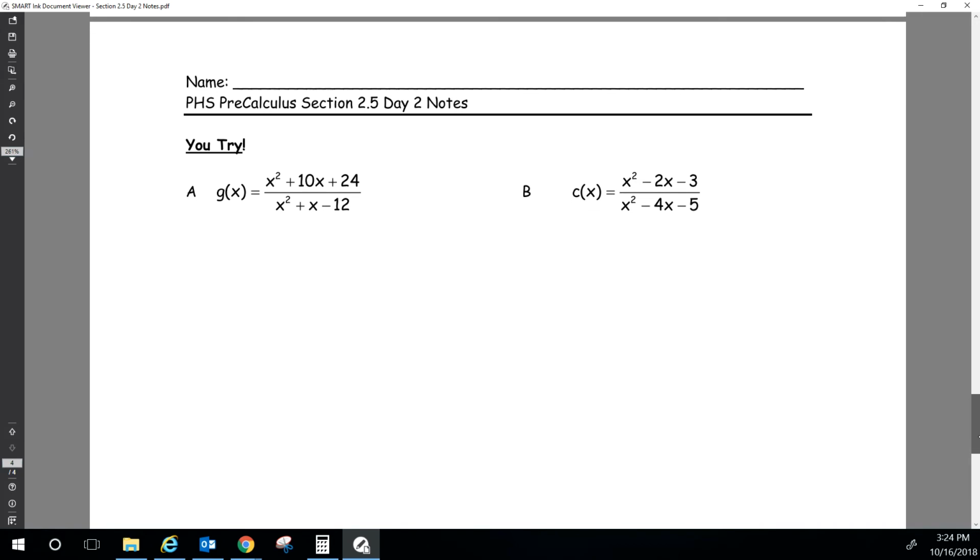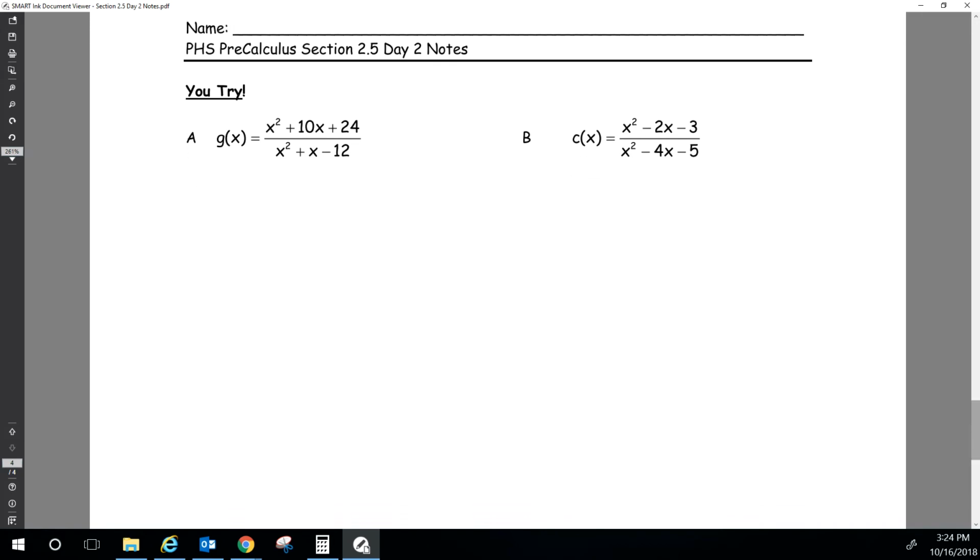Let's look at these U-tries. For number 1, let's go ahead and factor out our numerator. That'll be x plus 4, x plus 6. For my denominator, my two factors would be x plus 4, x minus 3. Which of these can you cancel out? That would be these two.